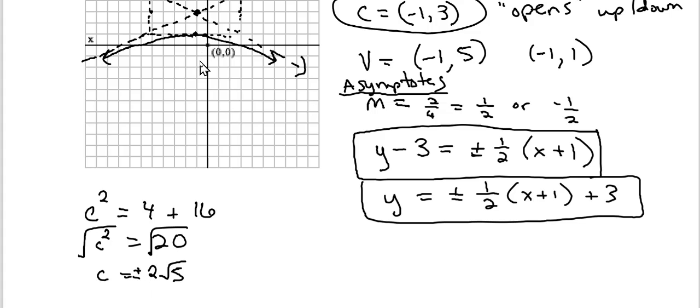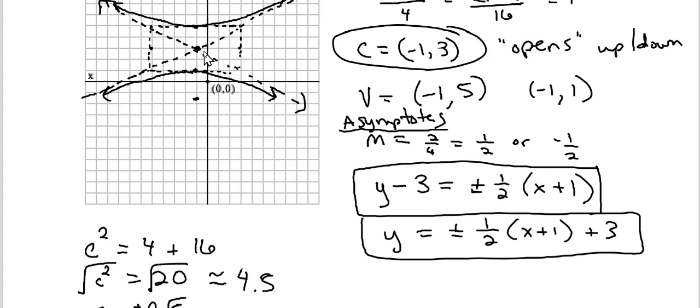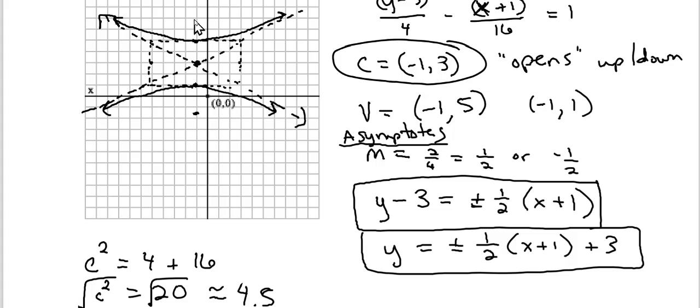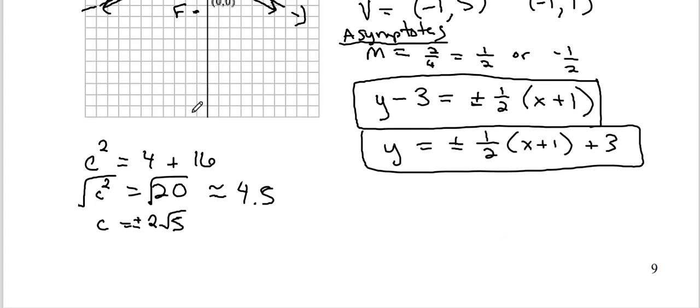From the center, we're going that distance, right? I want to approximate that just for the purposes of my graph. When I'm writing the coordinates, I do not want to approximate. It's approximately 4.5. From the center, I go down 1, 2, 3, 4.5. And I go up 1, 2, 3, 4.5. That will be where your focal points lie.